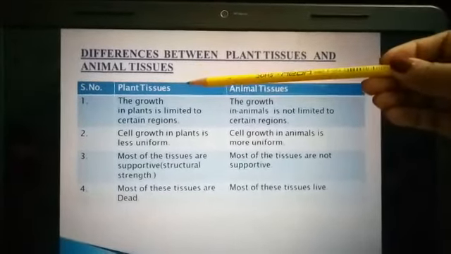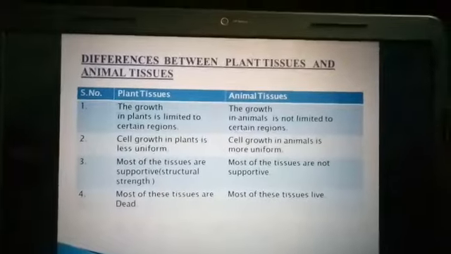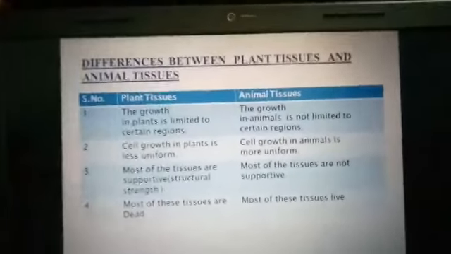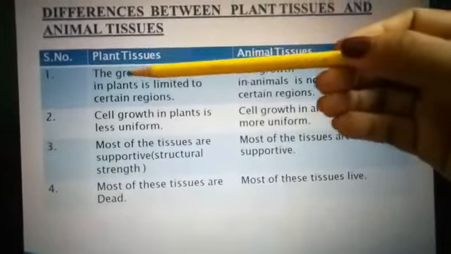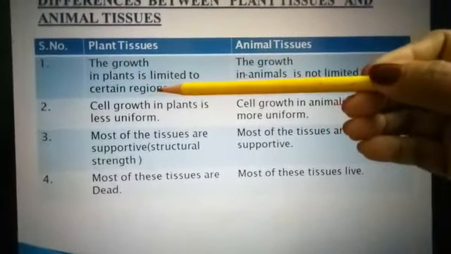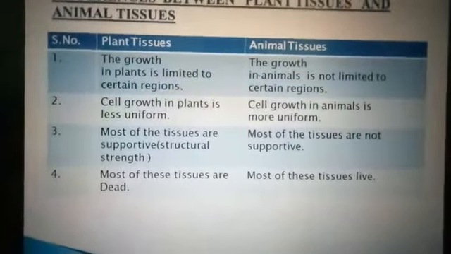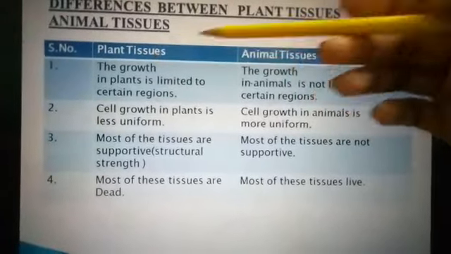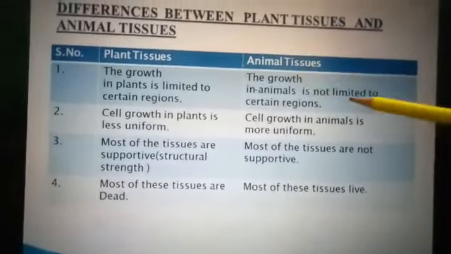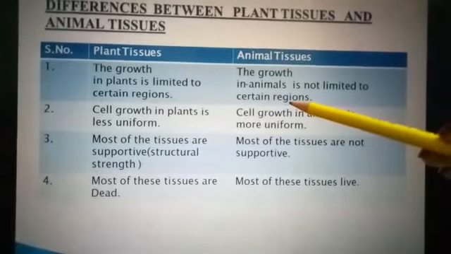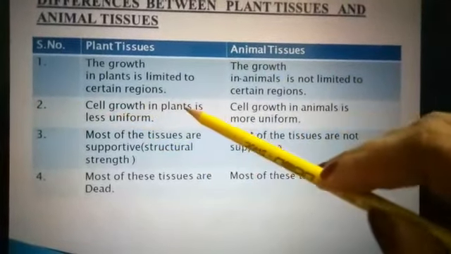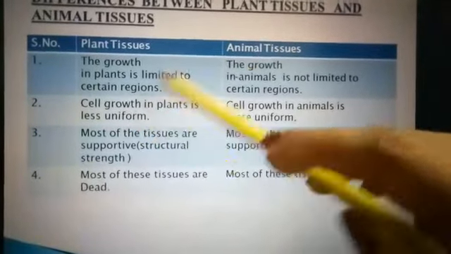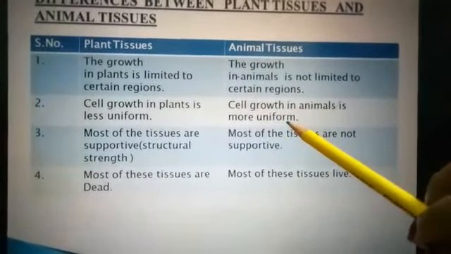Plants stay in one place and animals keep moving. Now here we get the differences. The growth of plants is limited to certain regions. Only specific regions are there where you can see growth, but in the body of animals growth is not limited. Growth is throughout the body. Clear? The next is cell growth in plants is less uniform, and in animals it is more uniform.